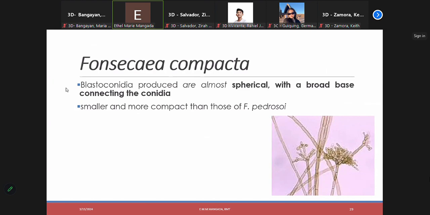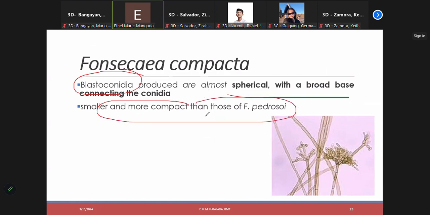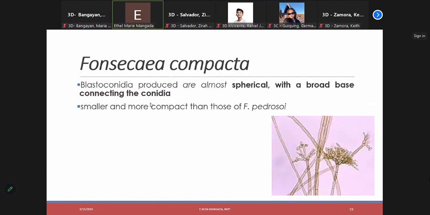And then we also have your Fonsecaea compacta. Kamukha siya ni pedrosoi ninyo, but it has blastoconidia that are almost spherical with broad base. And then kung makikita natin, they are smaller and more compact than your F. pedrosoi. Okay? So, grabe, compact, yung ayos ng conidia niya. Okay? So, that's your Fonsecaea compacta.